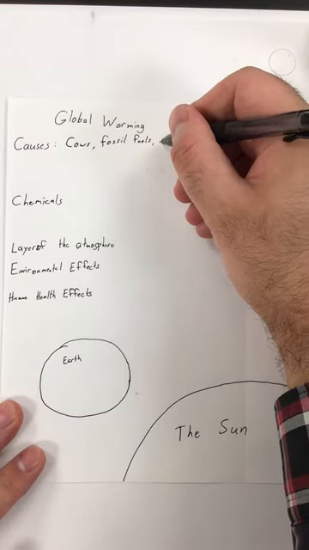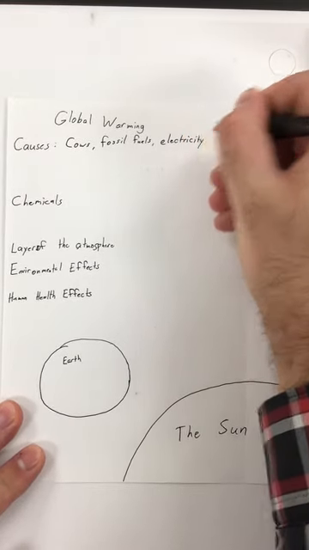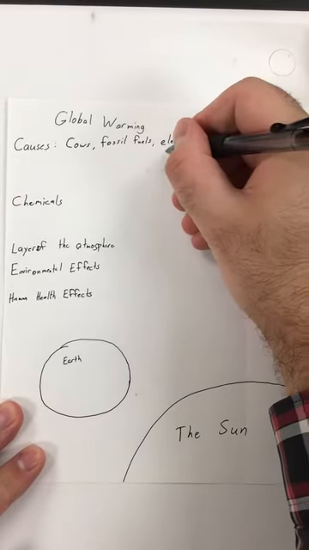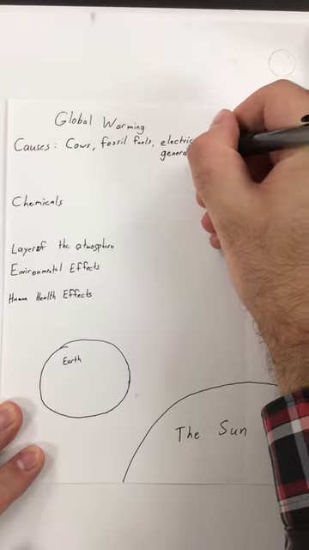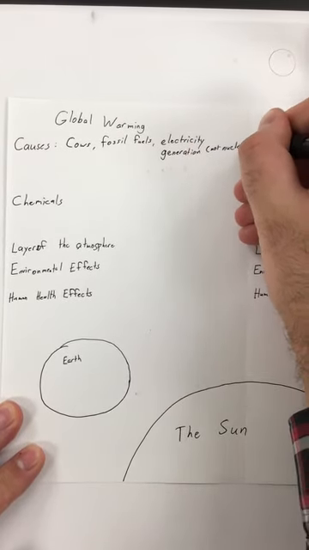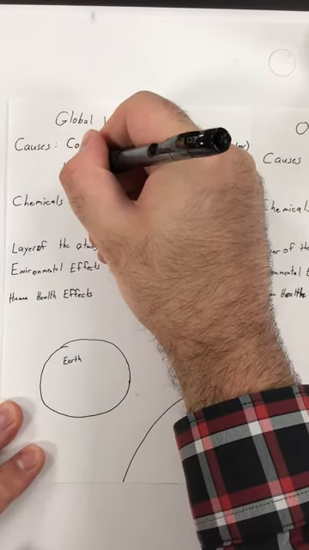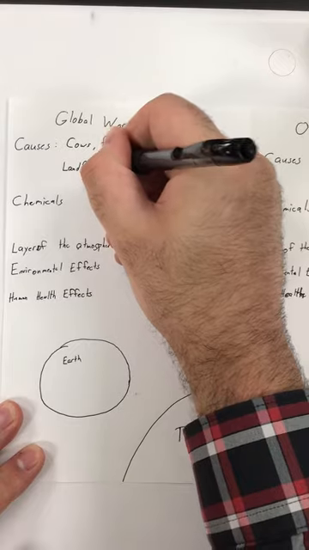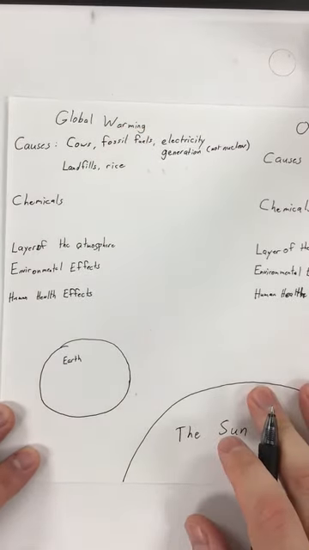Indirectly from fossil fuels, we have the generation of electricity, except for nuclear power, because nuclear power doesn't produce any of these greenhouse gases that we're concerned about. So make a note, not nuclear. We have landfills because those produce a lot of methane. And then we have rice production.